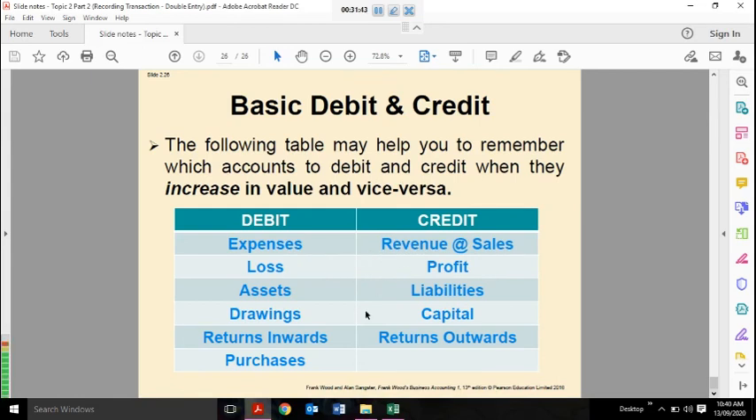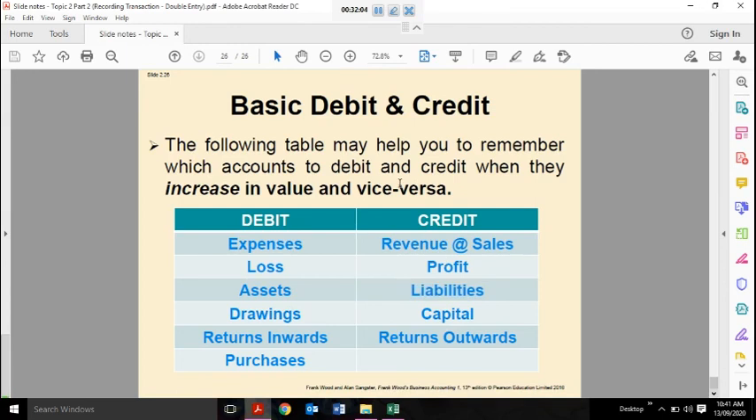For example, your accounts payable, the creditors. When you balance brought down, the balance is on the debit side. Conceptually it's totally wrong, because for liabilities, the ending balance is always on the credit side.